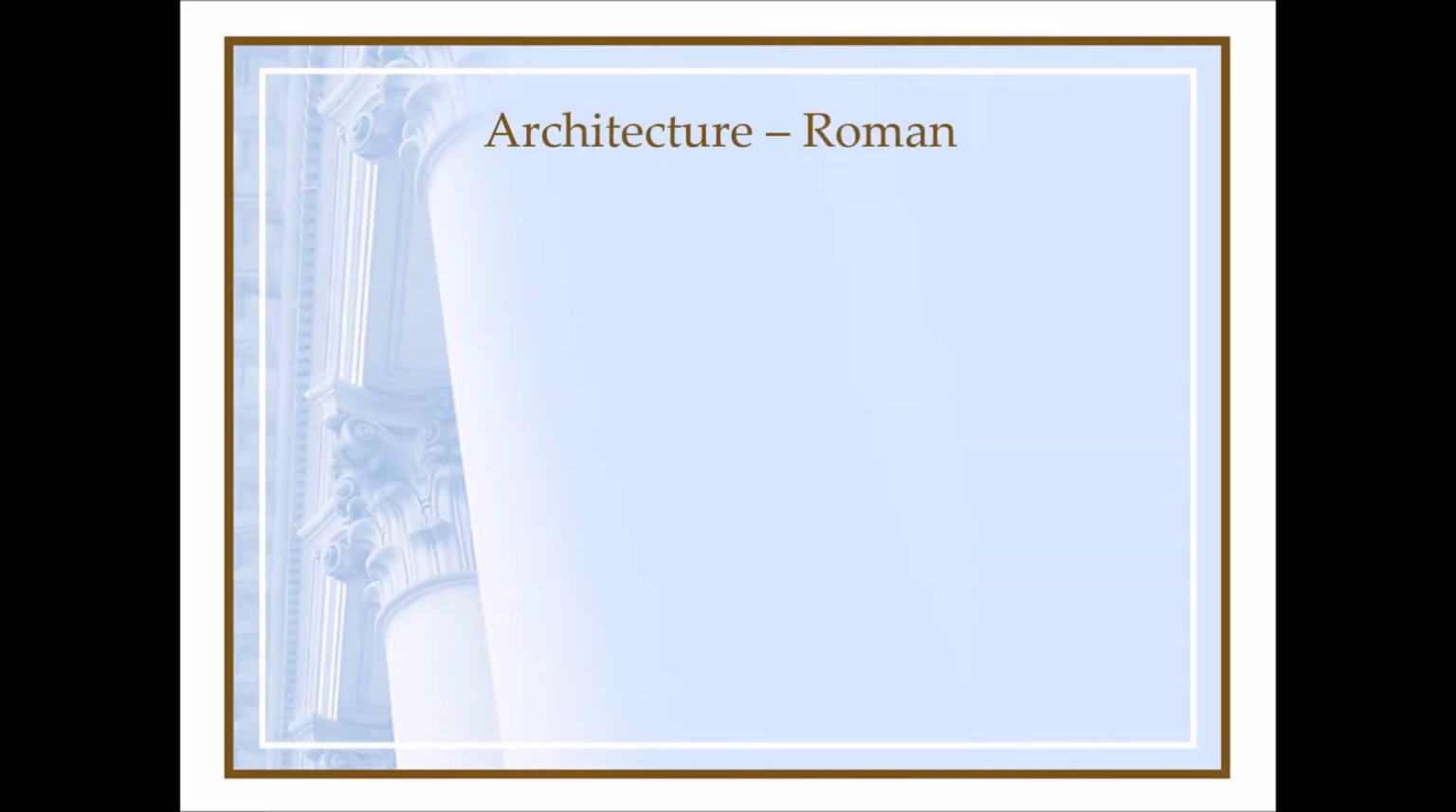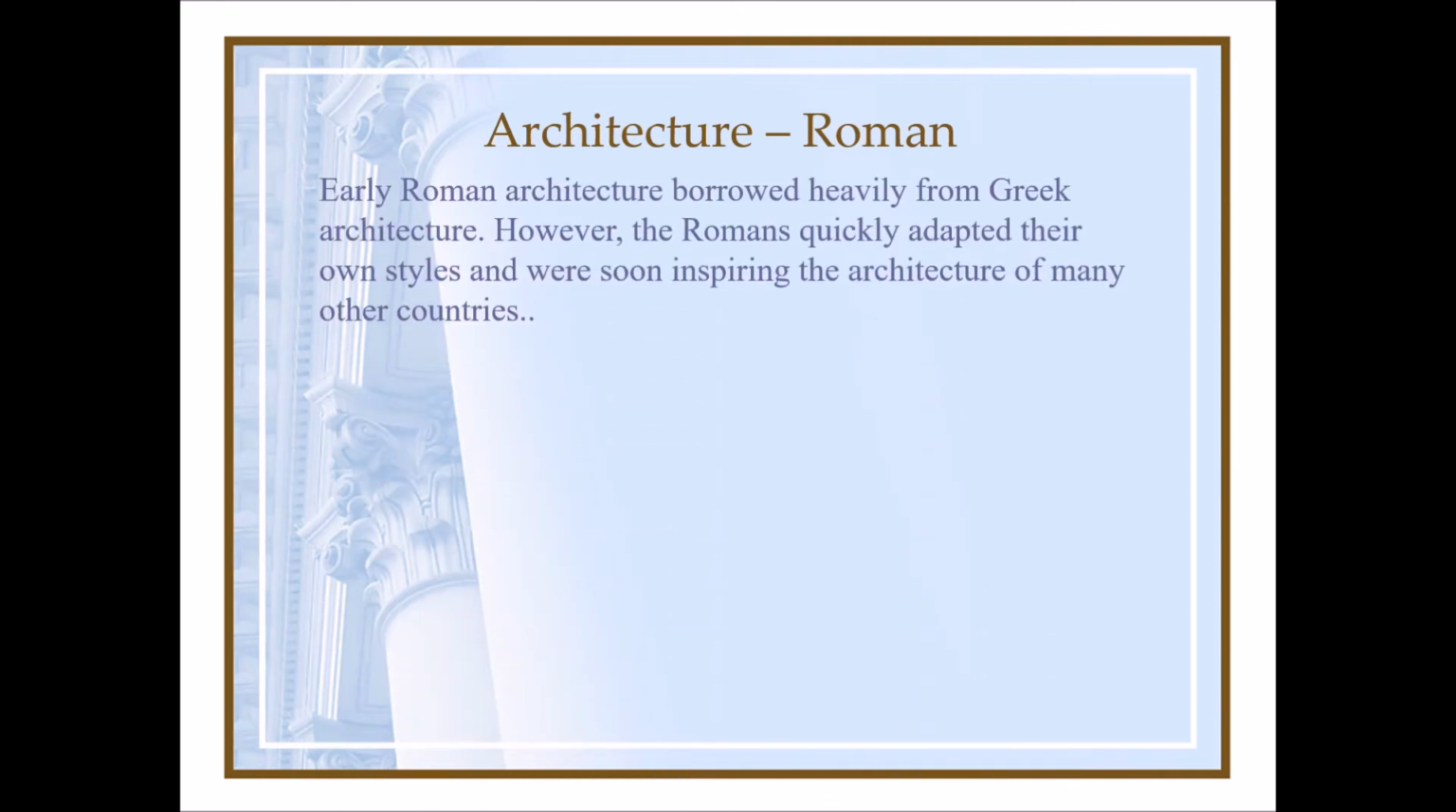The next period is the Roman Empire, the architecture in Rome. The earliest Roman architecture borrowed heavily from Greek architecture because the Romans and Greeks were not far apart in years. After the Greek Empire, the knowledge from the Greek Empire was then used in the Roman Empire. However, the Romans quickly adopted their own style and were soon inspiring the architecture of many other countries.